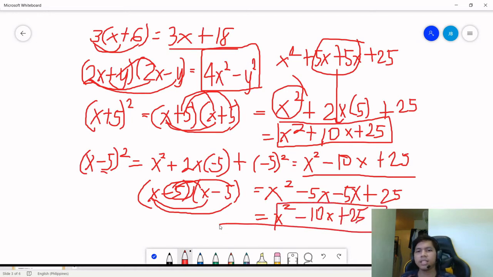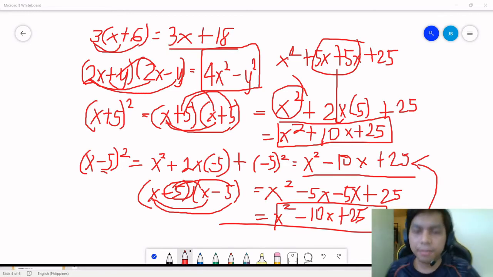So this is your answer, and it is the same as this one. Okay, so that is it for the special products involving only squares. Alright, so what if now it's cubes? Oh sir, it's cubes now. So do not worry, still the same. We still need to do the same thing here.